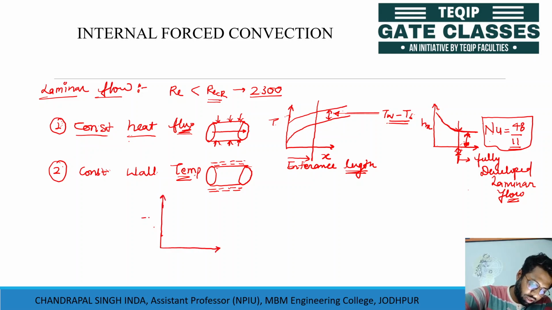Similarly, we can have the variation in temperature here. This is the temperature of the wall and this is the bulk mean temperature. The bulk mean temperature is related to the fluid temperature, so the fluid is going to get heat when it flows in the x direction. Similarly it will happen here, but the wall temperature is going to be constant. So this is T wall, and the temperature is increasing, this is TB.